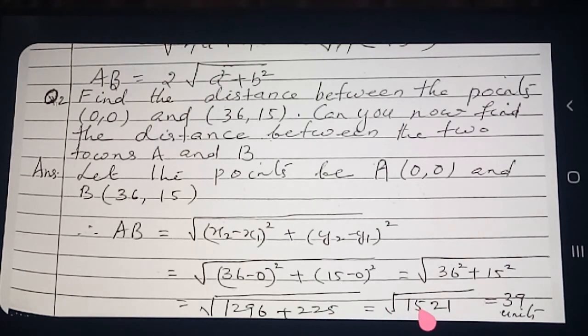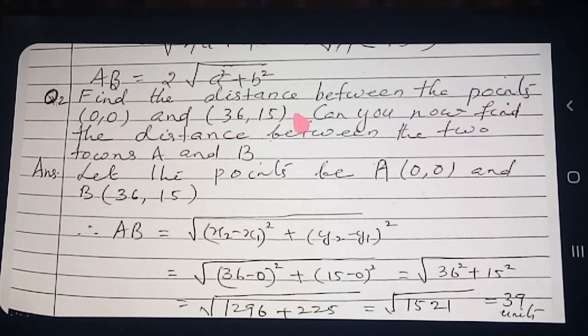While adding, you will get 1521. Add them. Okay, 1521, and take the square root. What answer did you get? 39 units. This is the distance between these 2 points.